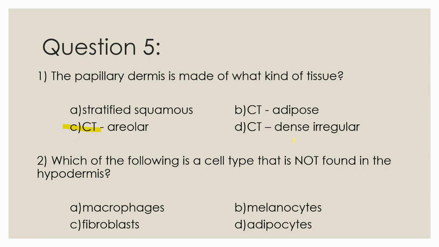Number 2, which of the following is a cell type that is not found in the hypodermis? That is going to be melanocytes. These are your melanin-producing cells in the stratum basale of the epidermis. But you will find the immune cells, the fiber-producing cells, and the fat cells.